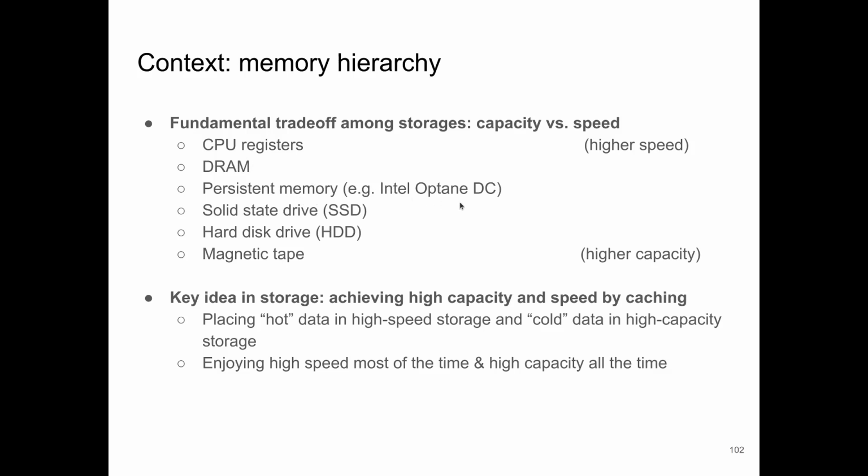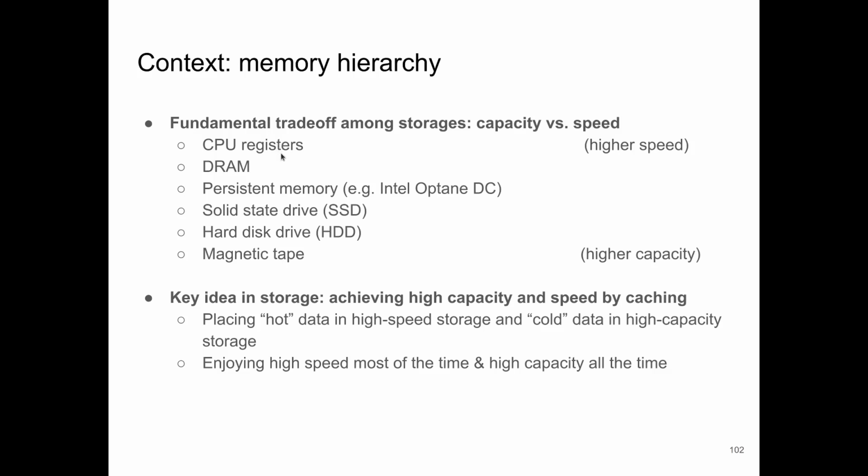Intel Optane data center versions, and solid-state drives. Is it solid-state disk? Anyway, SSDs, hard disk drives, magnetic tapes, and other kinds of storage as well. The reason why we have many kinds of storages is that there is a fundamental trade-off among multiple storages.